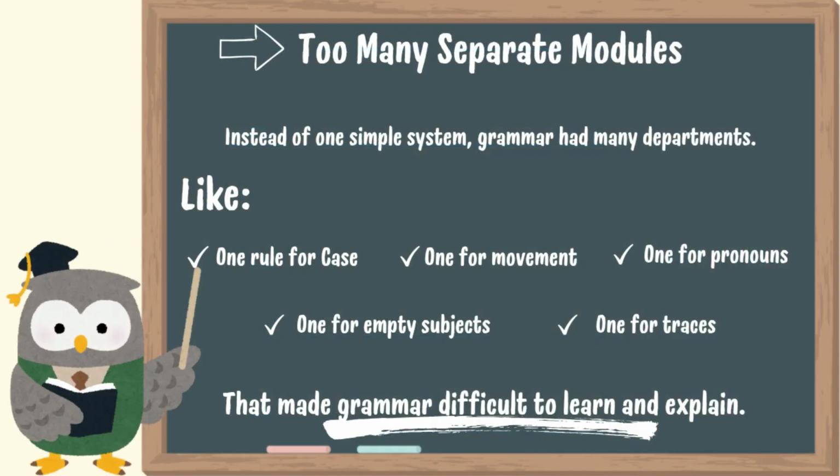Now let's look at why it became complex. Too many separate modules. Instead of one simple system, grammar had many departments. Like, one rule for case, one for movement, one for pronouns, one for empty subjects, one for traces. That made grammar difficult to learn and explain.